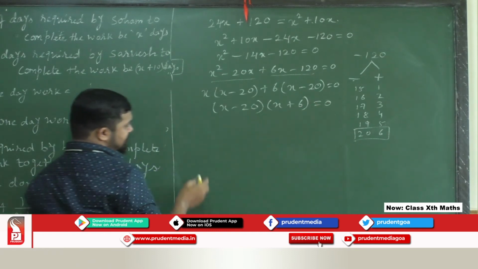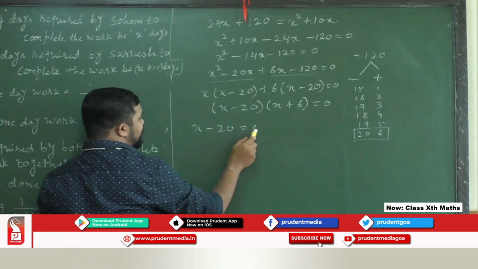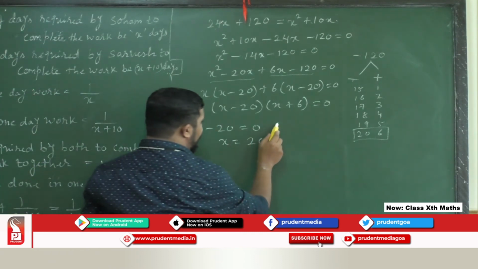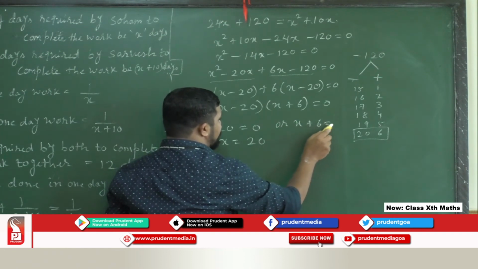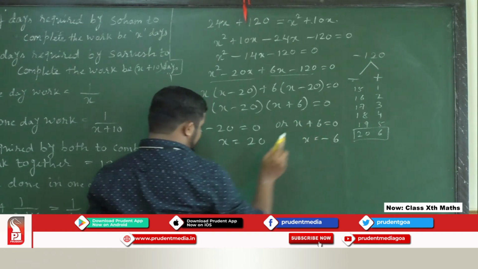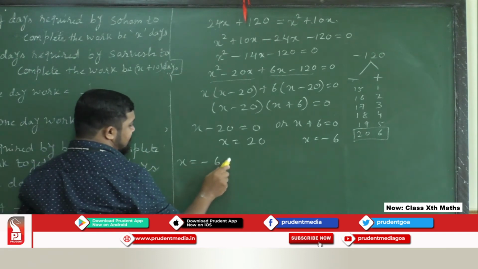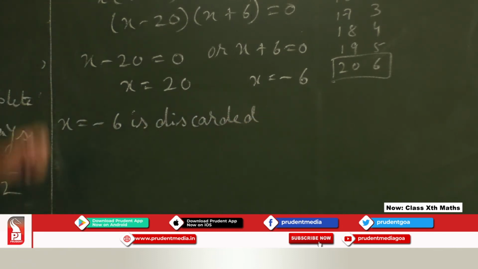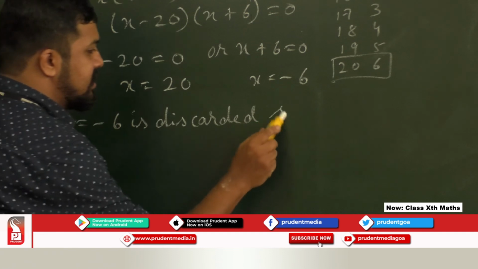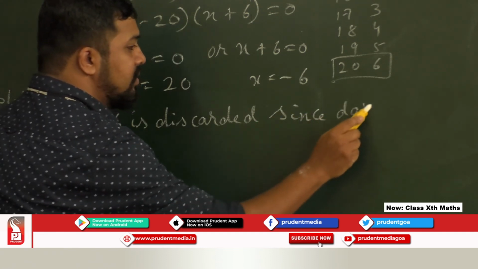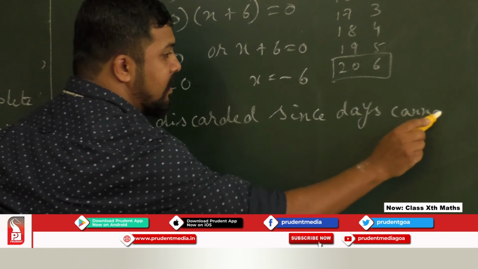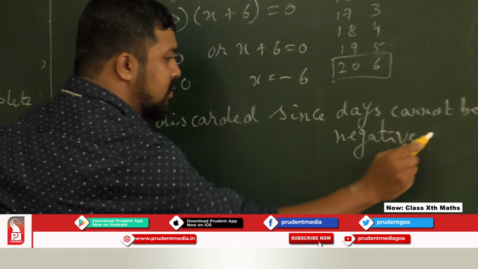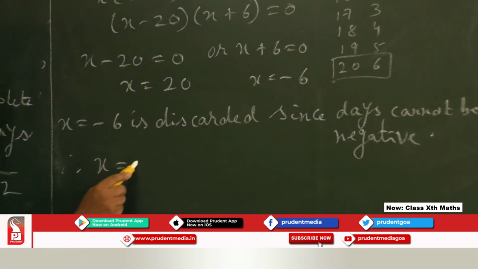So these are your two factors. x minus 20 equal to 0, x is equal to, take the 20 on the other side, plus 20, or x plus 6 equal to 0, x equal to minus 6. So x equal to minus 6 is discarded. Why discarded? x is days, and days cannot be negative. And therefore, x is equal to 20.